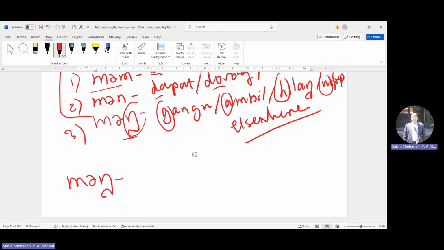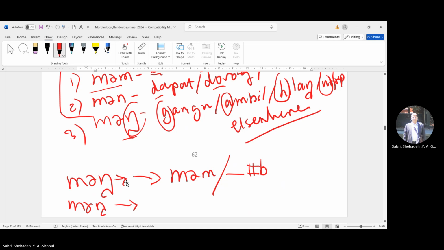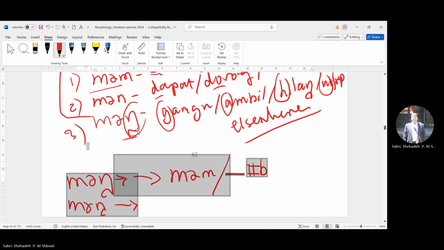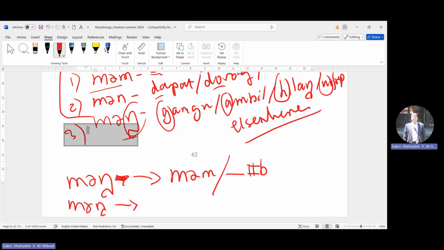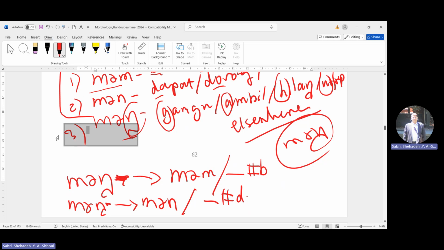So mang becomes mam only if it is followed by the sound b in the word initial position, and this ba is a phoneme. Mang becomes man if and only if it is followed by the alveolar d in the word initial position. And in the elsewhere, it remains mang, with no alternation.